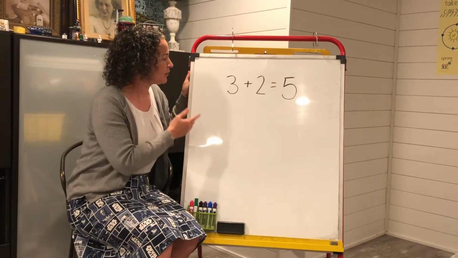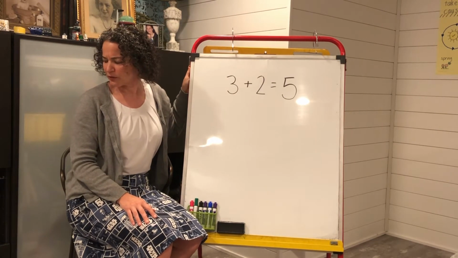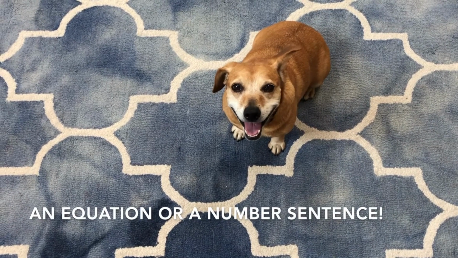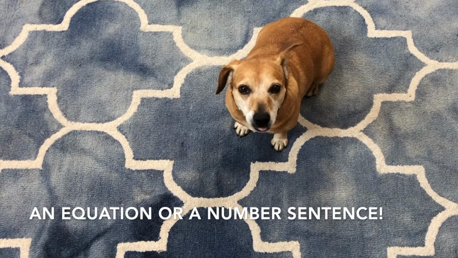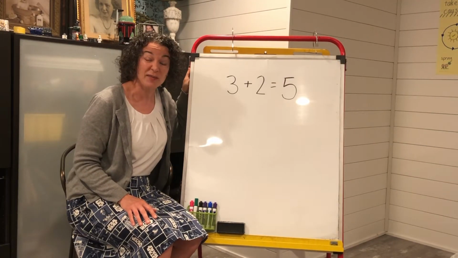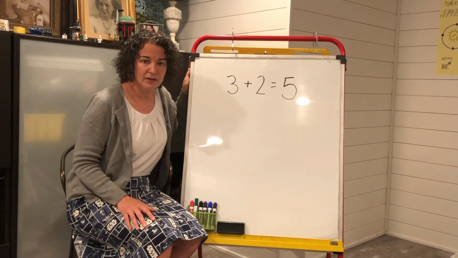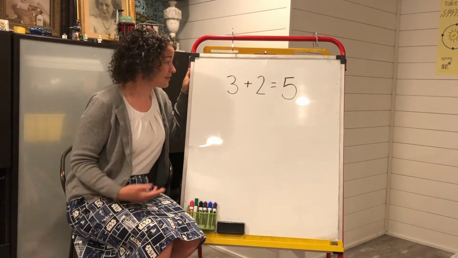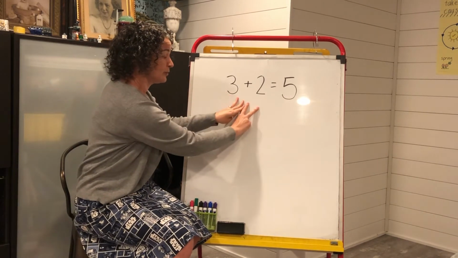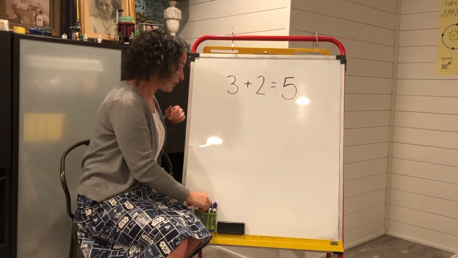I've got 3 plus 2 equals 5. Penny, what is 3 plus 2 equals 5 an example of? Penny says 3 plus 2 equals 5 is an equation, or sometimes what I like to call it is a number sentence. It's just telling us what to do. This is telling us we're going to take 3 and 2 and we're going to push them together. That's what adding is, when we put things together. So this is an example of a number sentence.